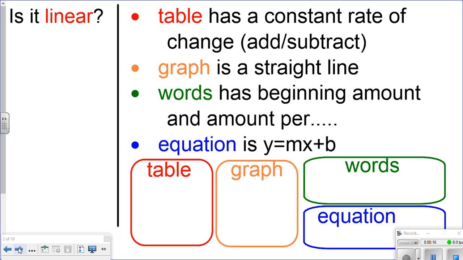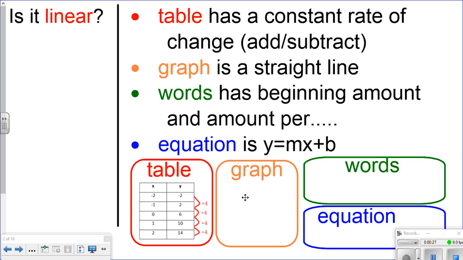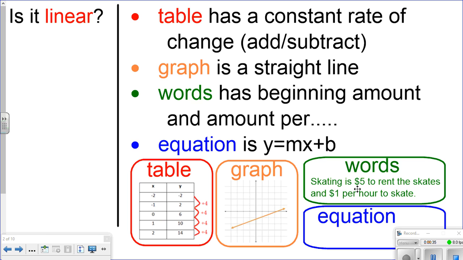So determining if it's linear. When we look at a table, we're looking for that constant rate of change. So checking the y, seeing if we can see a pattern of adding and subtracting, and same with the x. In the graph, we should have a straight line that will show us that it is linear. When you're reading words, look for that beginning amount and that amount per.